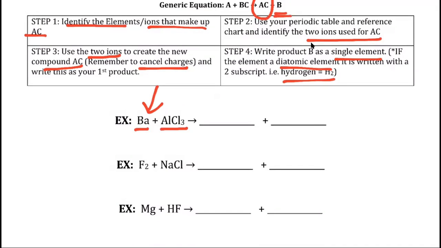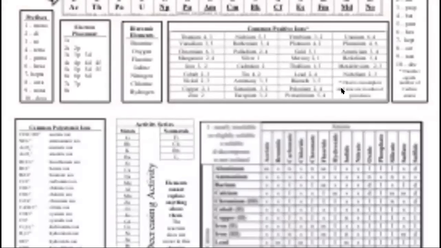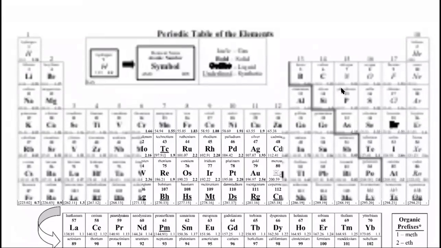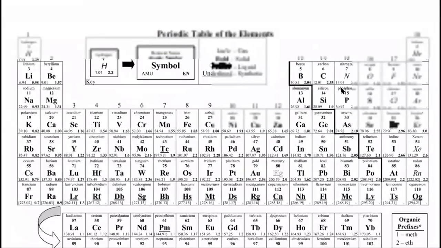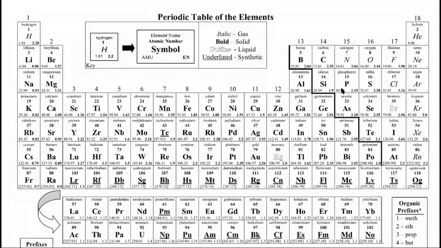Ba, barium, is this a metal or non-metal? A metal. It is a metal, and I'll switch over so you guys can see the reference chart, the periodic table. This is the reference chart that you guys have on Canvas to use for your tests. Barium is over here. It's in group 2. It is a metal. Okay.